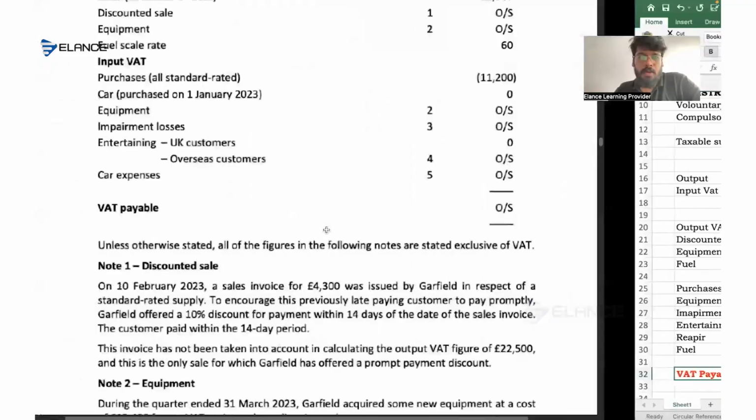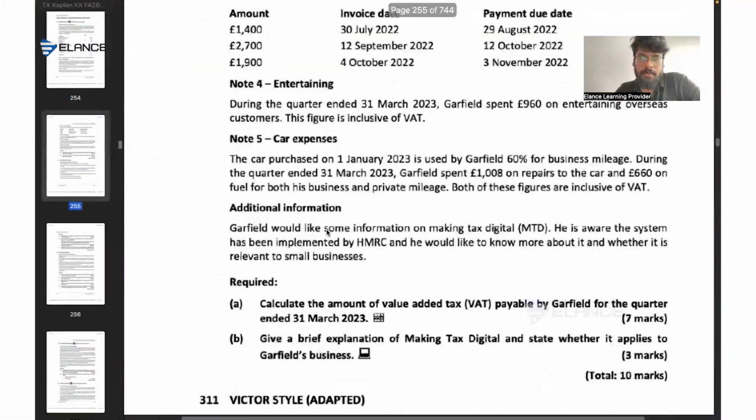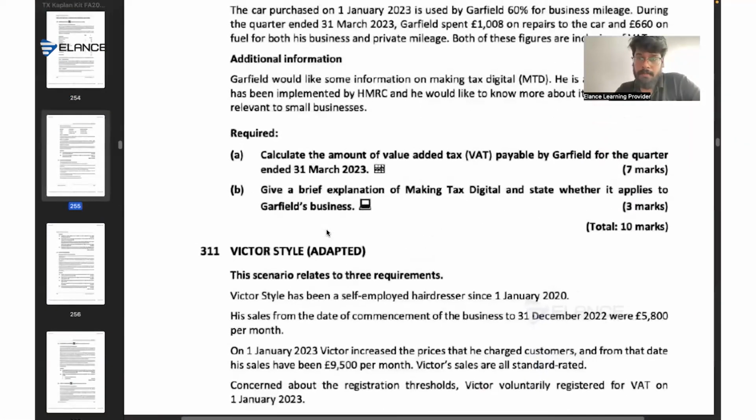Okay, so look at our next requirement. Here we are required to make an explanation regarding the MTD. MTD means Making Tax Digital. It is an innovative thing HMRC implemented in the UK tax system in the recent past. I think about 2-3 years back, HMRC introduced this MTD, Making Tax Digital.